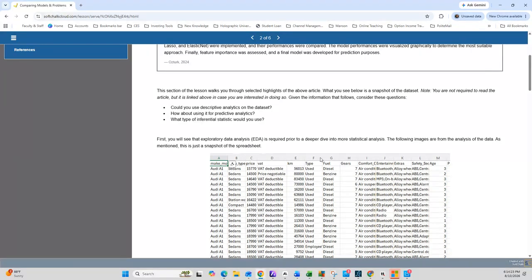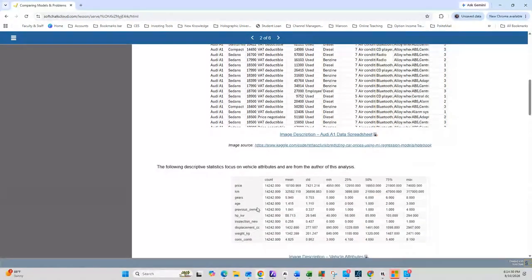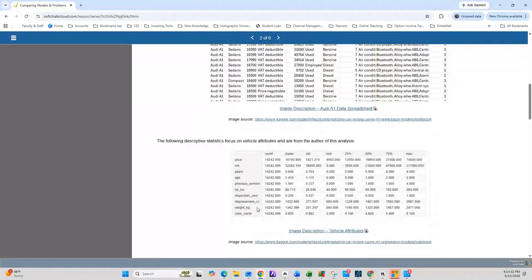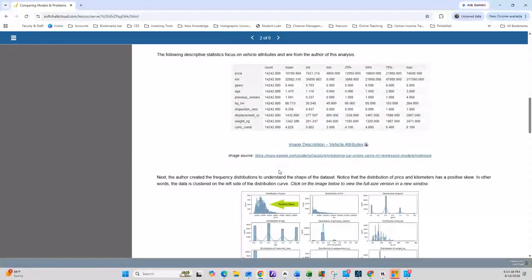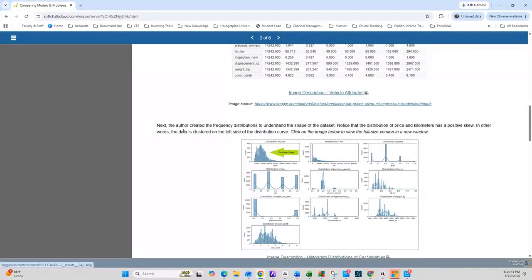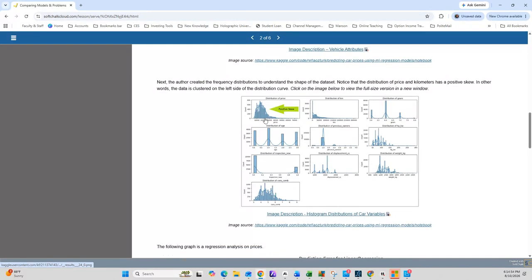Okay, so here's the data set that they're looking at. They're going through and they ran descriptive statistics on the data. And so you see these up here are your descriptive statistics. And then they go through and look at the shape of the data. Notice that they're telling you that there's a positive skew. And they're just looking at different data.